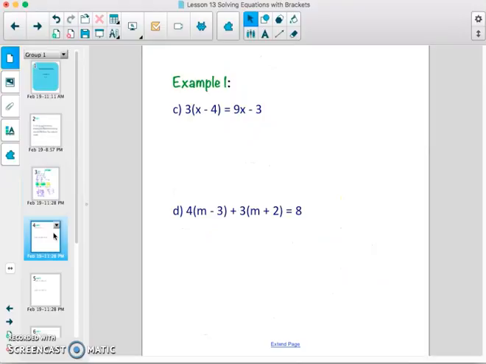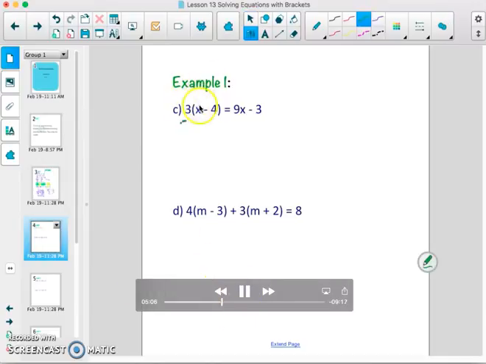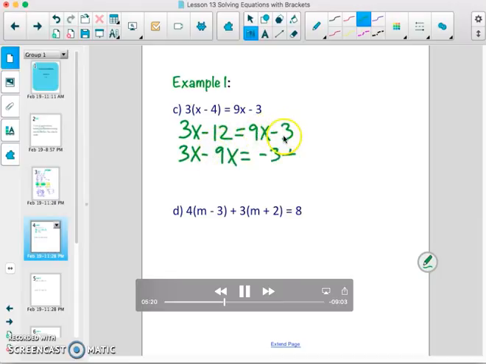I'm going to go through this example a little bit quicker, so if you need to, pause or go back. All right, so we're going to expand here. We're going to get 3x minus 12 is equal to 9x minus 3. That's the first part where we use the distributive property. Then we're going to bring this 3x and this 9x over to the same side, so we're making this negative. We have a negative 3 that's staying and a positive 12 that's coming over. We get negative 6x is equal to positive 9.